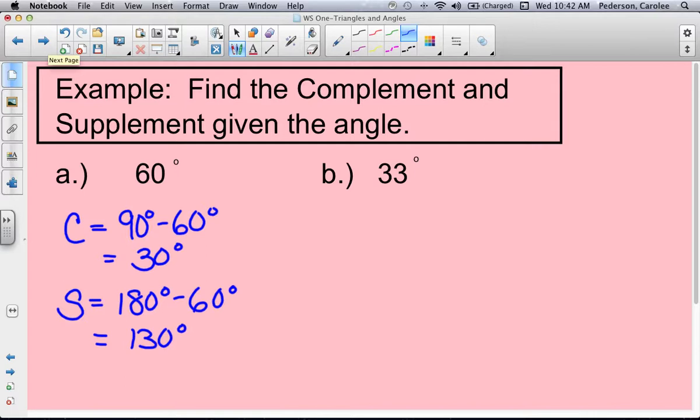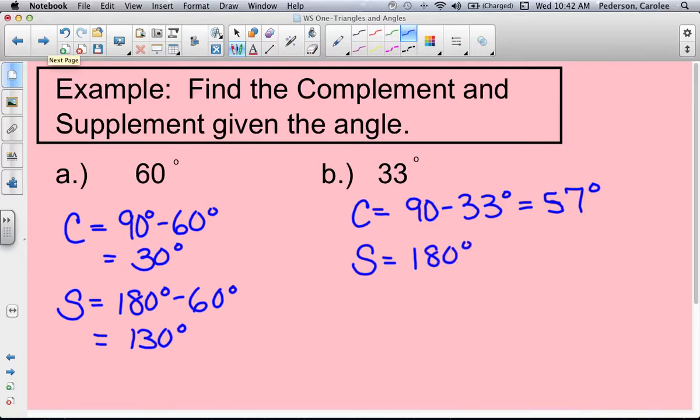Example B, to find its complement, we take 90 minus 33, and that angle is 57 degrees. The supplement, 180 degrees minus 33 degrees, is 147 degrees.